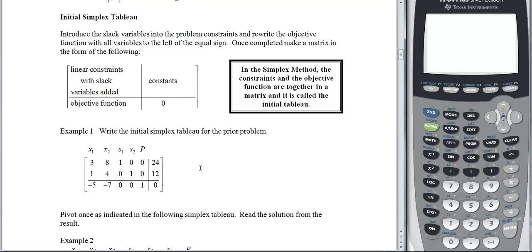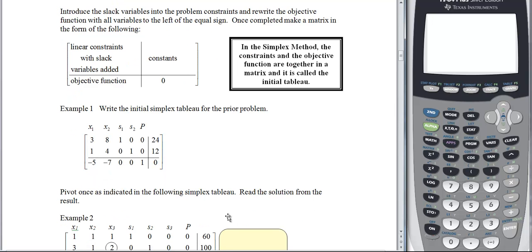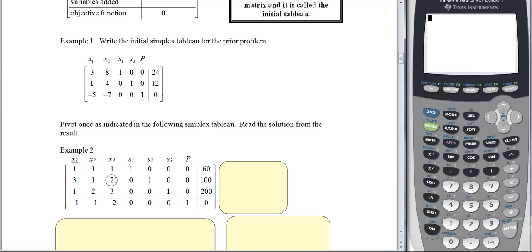So in the following, the thing that you've got to understand here, and I mentioned it back when we were doing the Gauss-Jordan, we're going to do something similar to the Gauss-Jordan, but I cannot use the RREF key. Not going to work. We're going to have to find what's called a pivot. And let's see if you remember, or this sounds familiar. It says pivot once as indicated in the following simplex tableau, and read the solution from the result. My pivot, this thing that my circle is around, I've got to make it a 1. Everything else in the column I have to make 0.